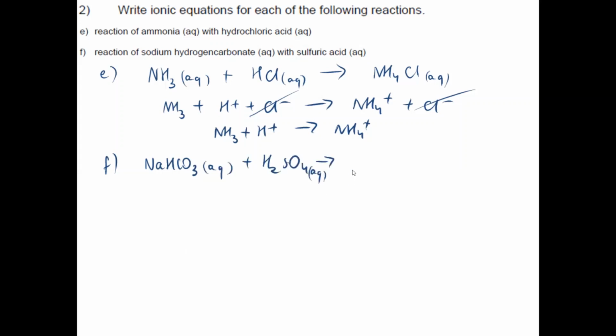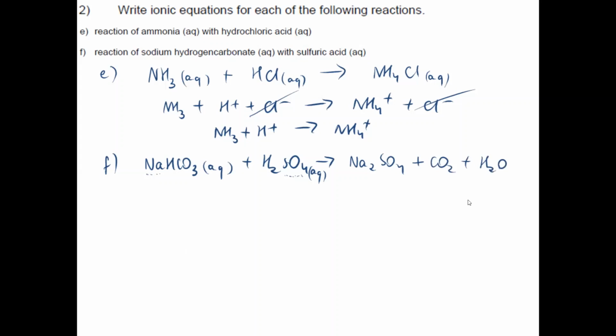So what you're going to get in this reaction is salt, water, and carbon dioxide. So what's my salt going to be? It's these two, right? Because that will become carbon dioxide and the hydrogen is going to contribute to the water. So what we're left with is Na2SO4 plus CO2 plus water.